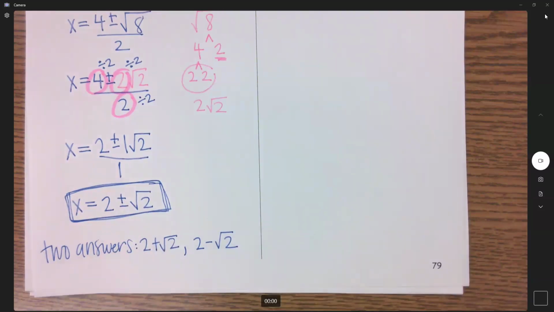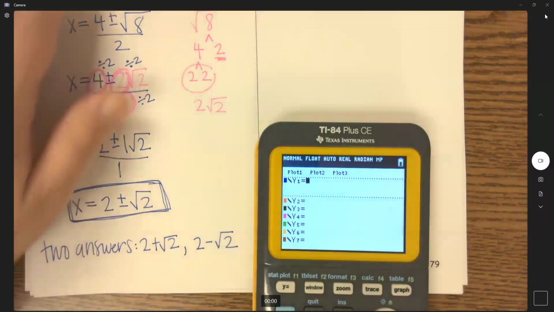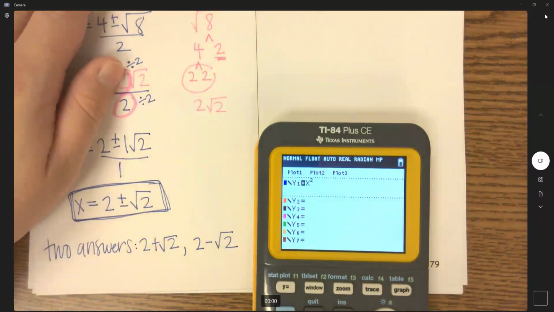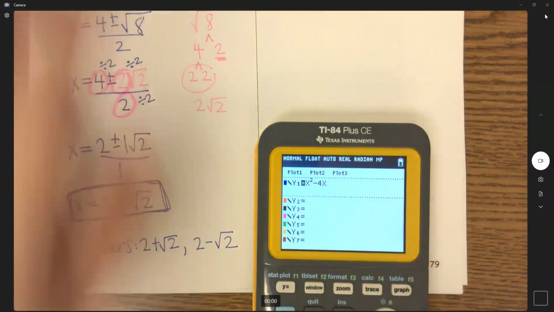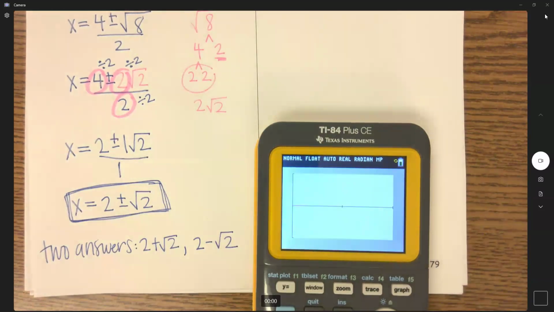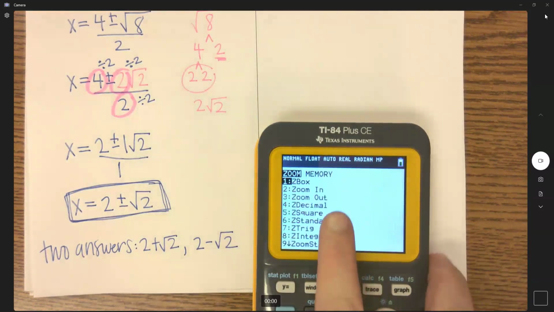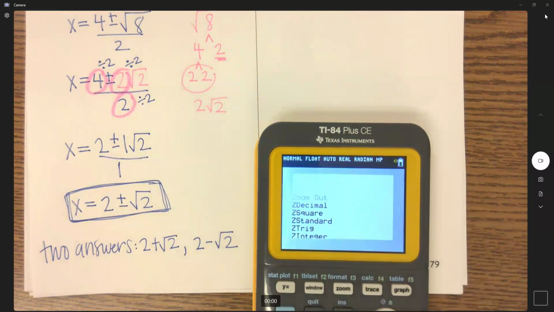So now when I graph this, I'm doing x squared plus 4x plus 2 and graphing. And that's the one solution. Let's go back to Zoom 6. So Zoom 6 gets me to that standard. Okay, there's my two solutions.